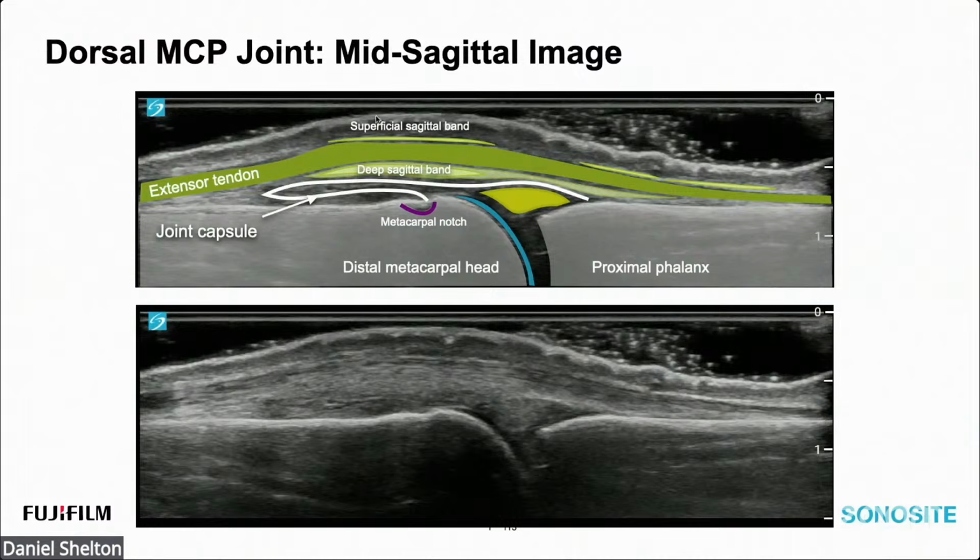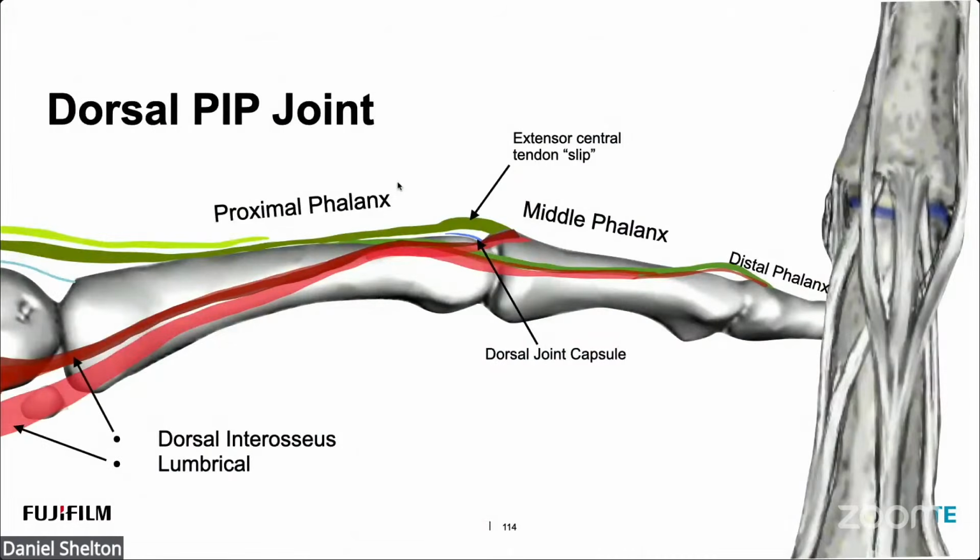Here's where we can see the sagittal bands. So we can see a superficial sagittal band and a deep sagittal band. You can flex and extend the tendon to see it all move together away from the joint capsule.